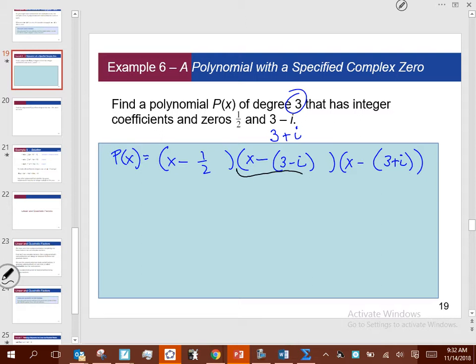Doing kind of brute force FOILing here takes some effort and time and thought, and really paying attention to detail in regards to your signs. It's doable. I think you'll have the capacity to do it. But I'm going to show you the nice thing about having a little bit of algebra skill, a little bit of understanding of what that is actually saying to us, that can almost instantaneously give us that answer. So if I do first times first, x times x gives me x squared. Now we do outside times outside.